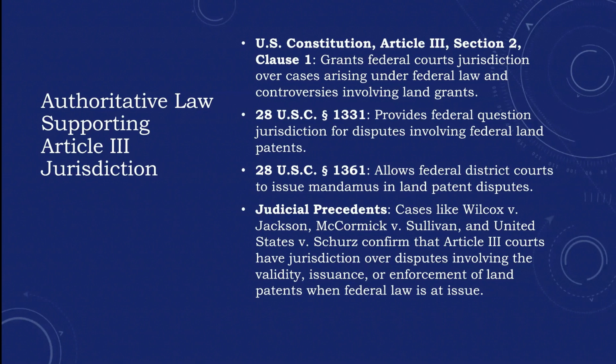And these judicial precedents that we've just gone through show that Article 3 courts have jurisdiction over disputes involving the validity, issuance, or enforcement of land patents when a federal law question is at issue. Okay, so that's the gold. It has to do with a federal law question about the validity of a land patent and/or a property right, not privilege, property right that cannot be interfered with. Those are federal questions involving Article 3 courts.